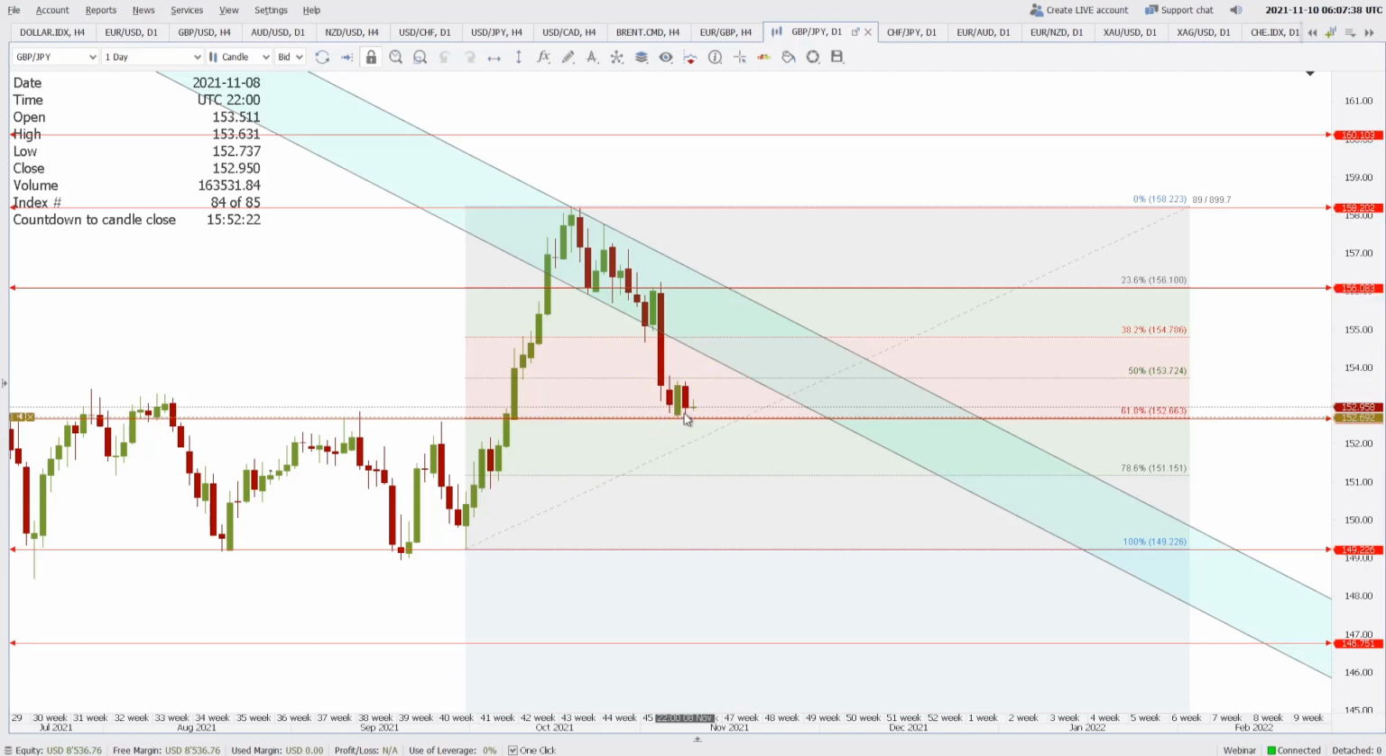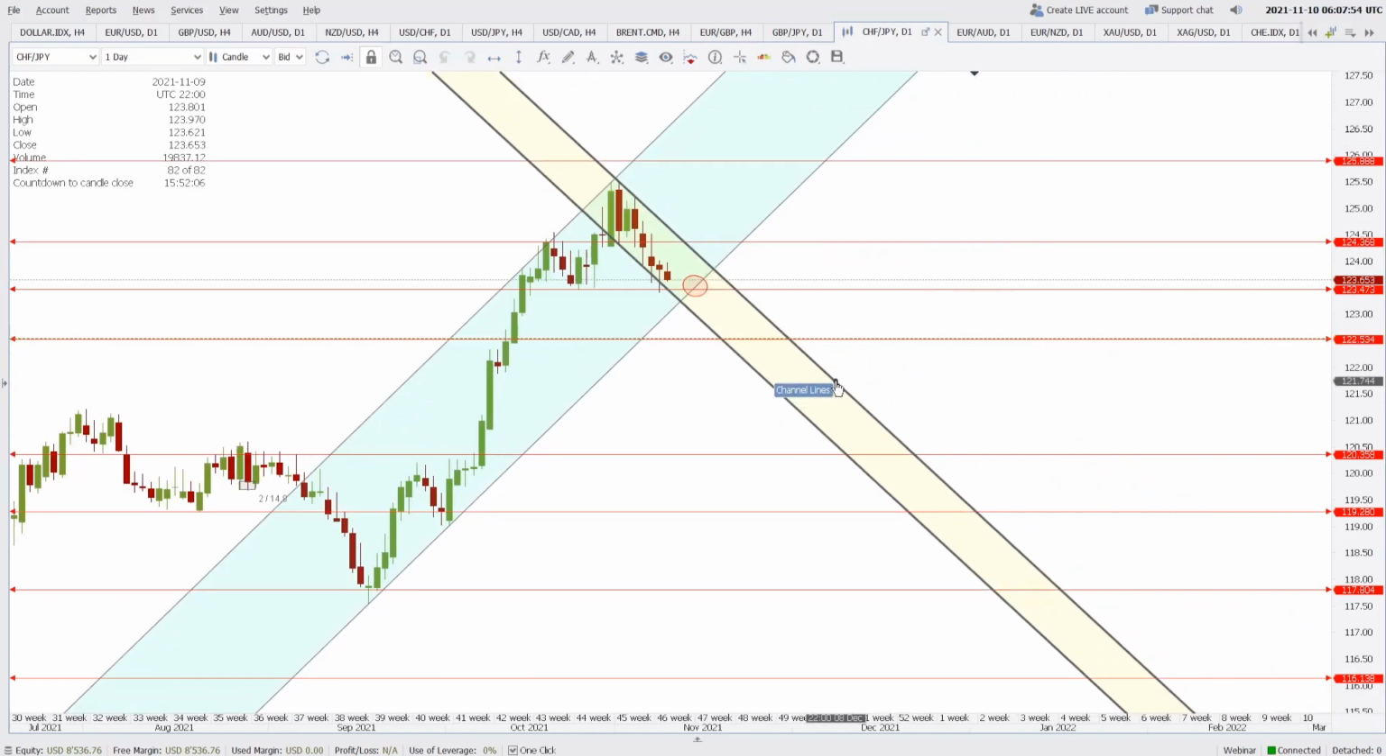On the contrary, if we see a close below 152.66 on the daily, then it can attract sellers and push the price back to 149.22 in this market. Right now support is 152.66 and resistance is around 156.08.